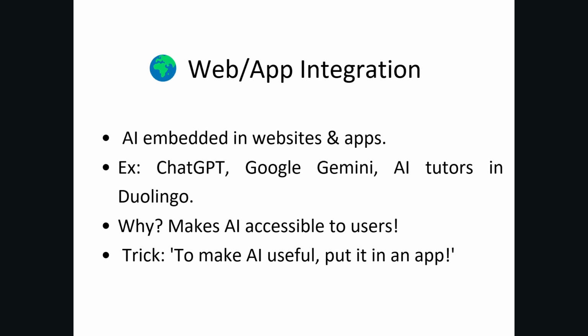Coming to the first one, web or app integration. Here, LLMs can be embedded into websites or apps to make them interactive. For example, say ChatGPT inside Microsoft Edge, or AI tutors in Duolingo. Here is a small trick to remember: to make AI useful, we put it in an app. This is why we do it, to make AI accessible to the users.